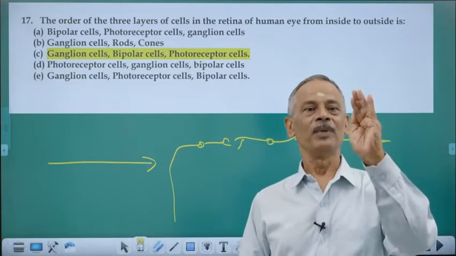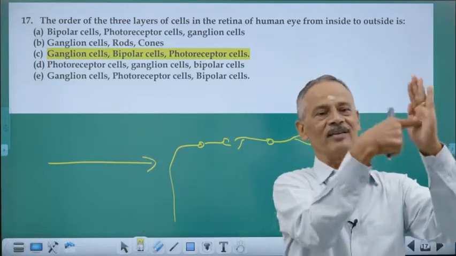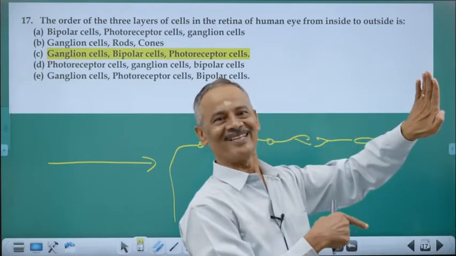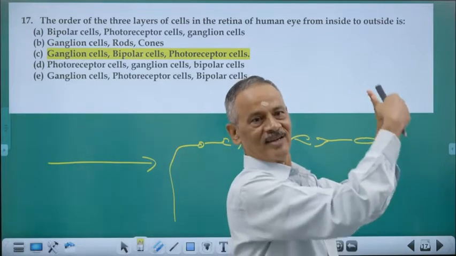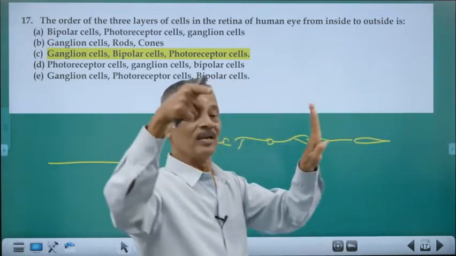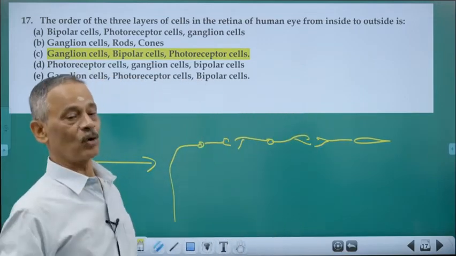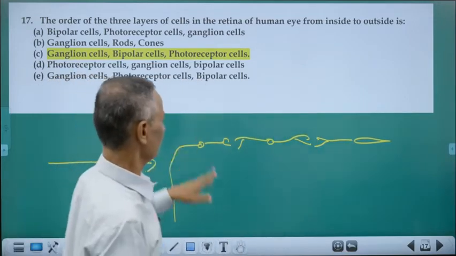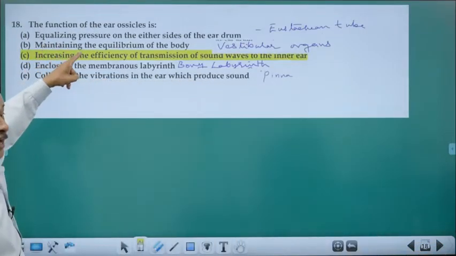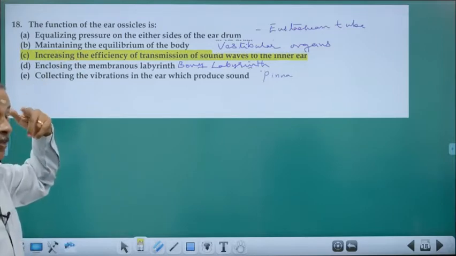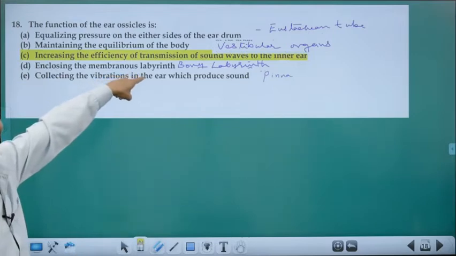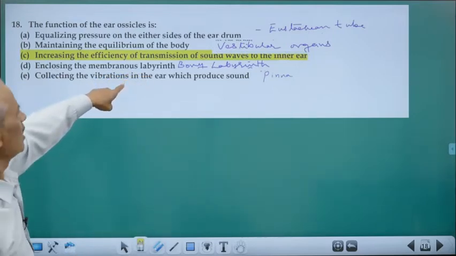Normally we believe that light will first come and hit the rods and cones, the photosensitive cells. No, our retina is not like that. They are on the farthest, outermost layer. So the light will first touch the ganglion cells, then bipolar, and then rods and cones. Clear? The function of the ear ossicles, I have told you. Ear ossicles are not only conducting but also amplifying, increasing the efficiency. That is the amplification of the sound vibrations.